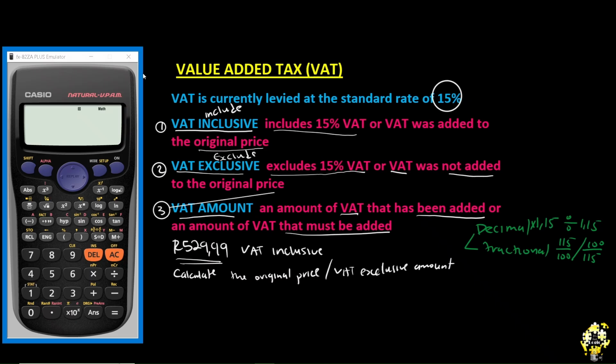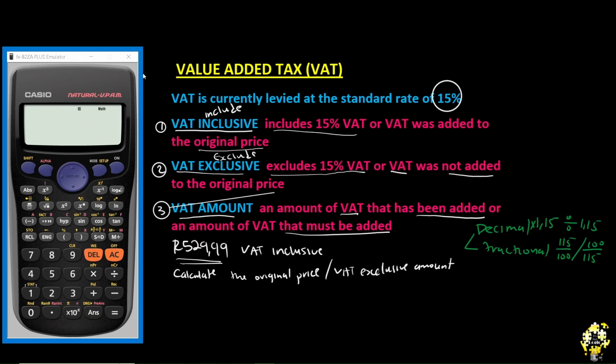So how do we know which one you have to use? Well, glad you asked. Now let's start. We've been given this amount and they told us that it is VAT inclusive. It already has VAT. Now they want us to tell them what is the original amount, or what is the VAT exclusive amount.